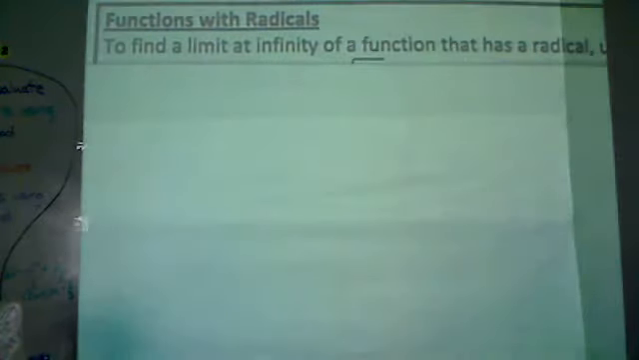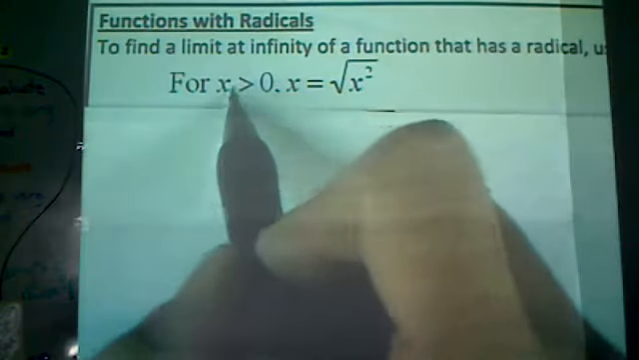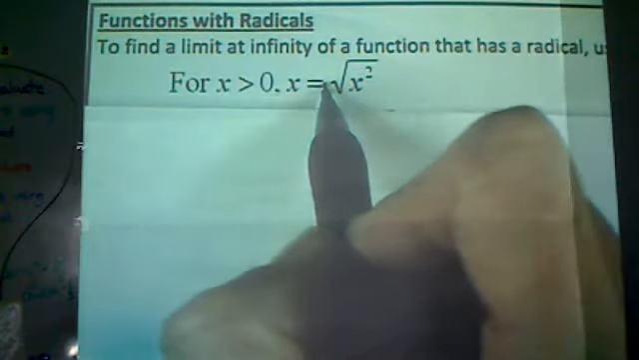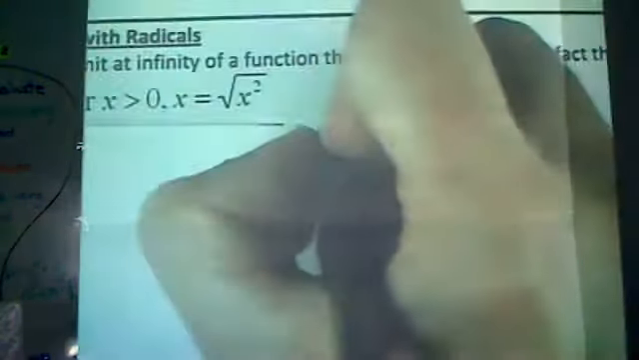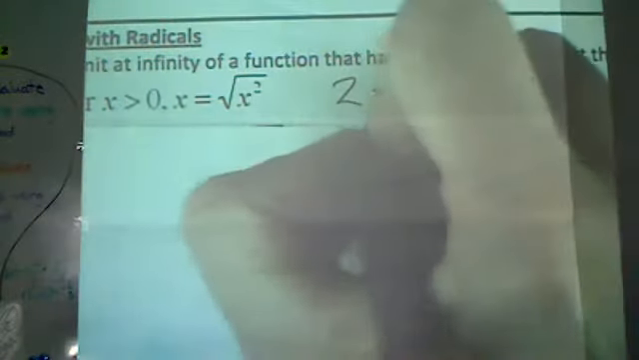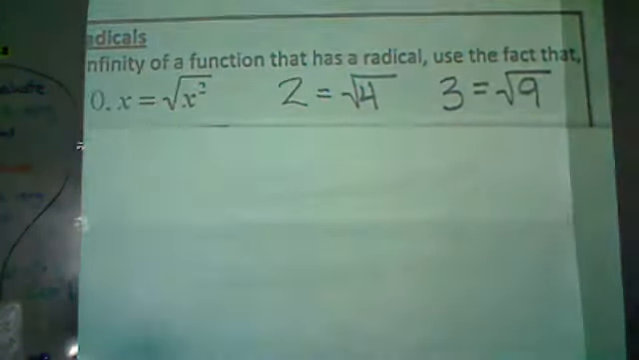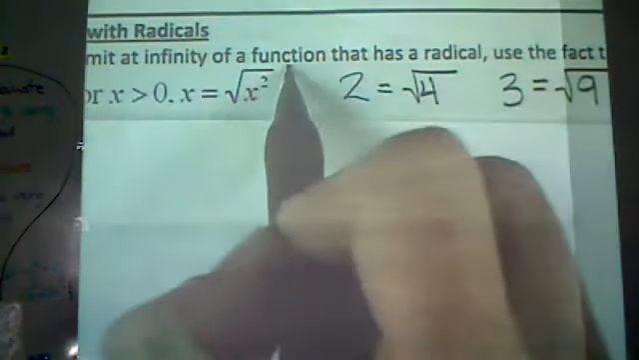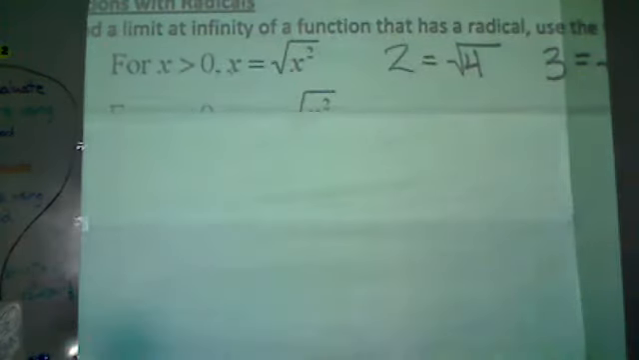This leads us directly into functions with radicals. To find a limit at infinity of a function that has a radical, we have to use the fact that for when x is greater than 0, x can be rewritten as the square root of x squared. Here's why. Think of it like this. You can rewrite 2 as the square root of 4. You can rewrite 3 as the square root of 9. That's all they've done here. The square root of x squared is x. This is going to come in handy in the next example.